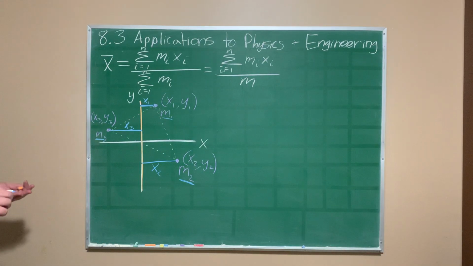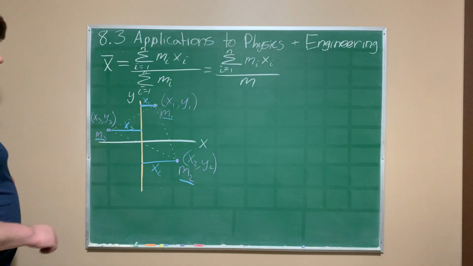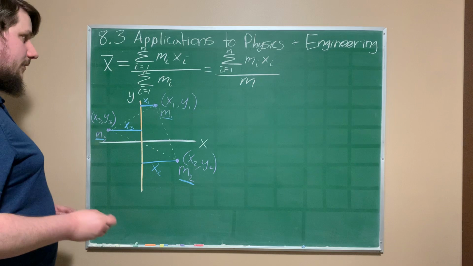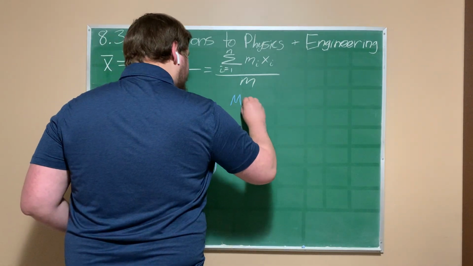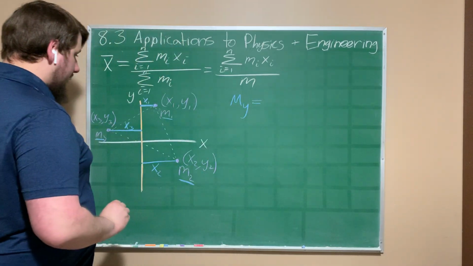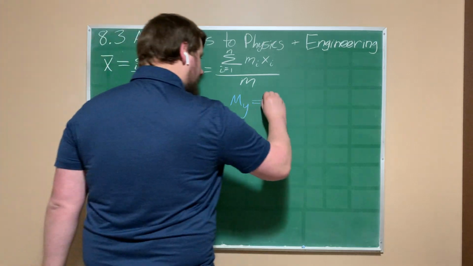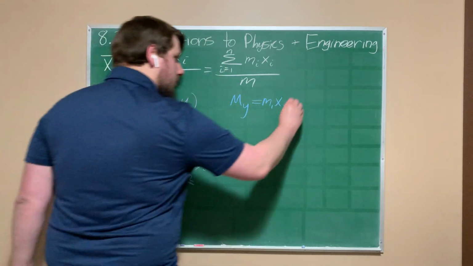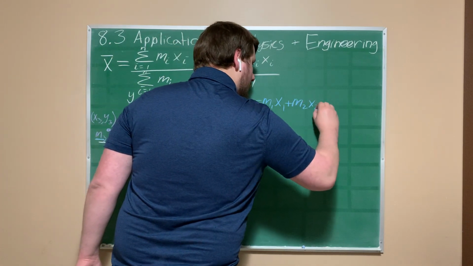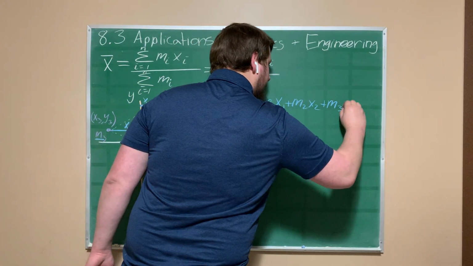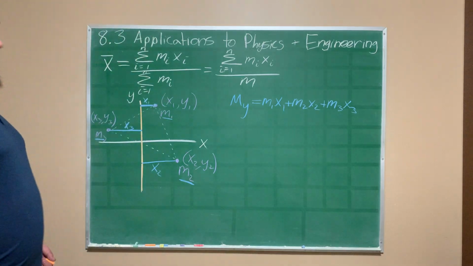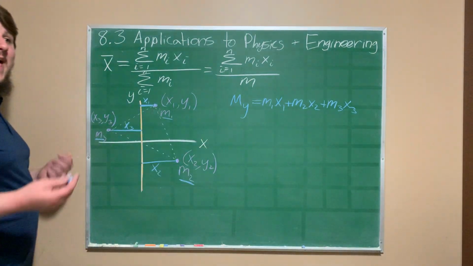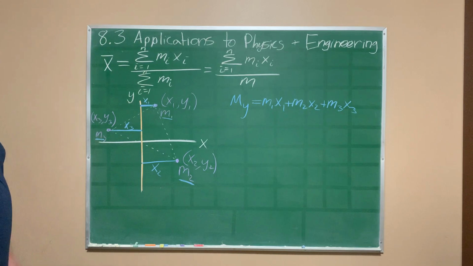So the total moment with respect to the y-axis is going to be adding these moments up for each of these values in the system. So the moment with respect to the y-axis is going to be m1x1 plus m2x2 plus m3x3. And of course, if there were more points in the system, you could just add on more terms. We're just going to add up the moments of every individual point in the system.